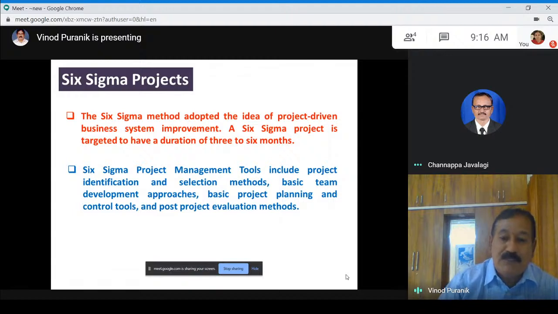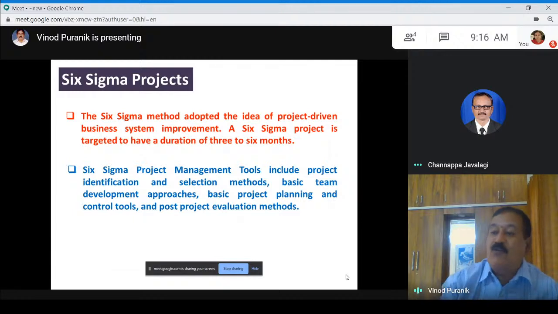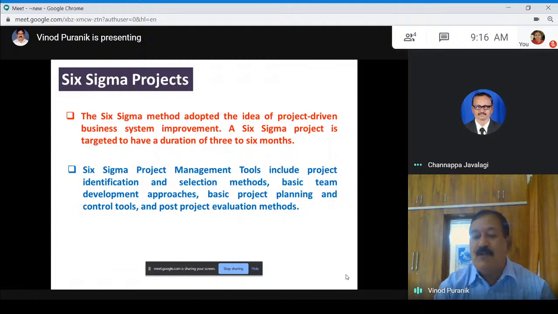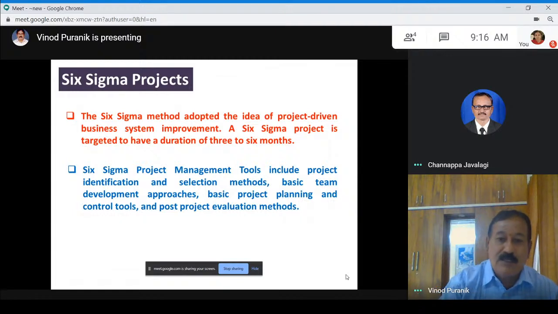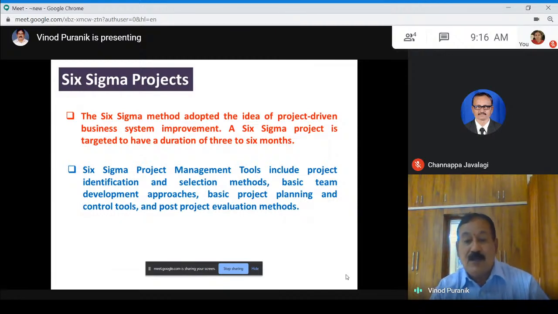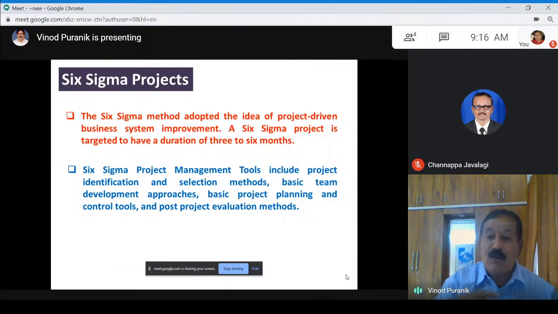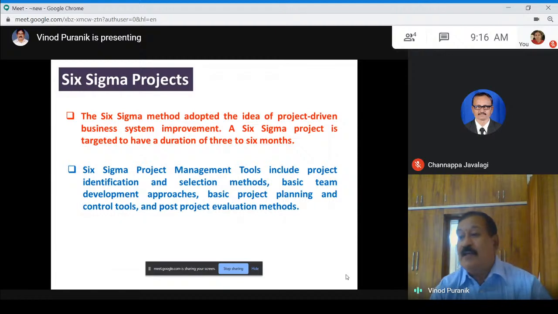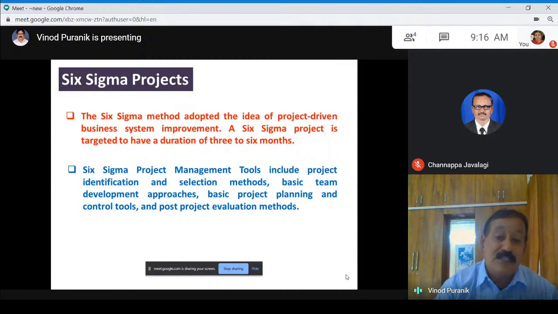So for Six Sigma projects, what are the important things? What exactly do we want to do? Of course, there are so many calculations available. So what is more important is the project management tool. How do you identify the best project? What should be the basic team? How are you going to plan? How are you going to control the cost? What are the different tools you are going to use? And what are the different evaluation methods? So these are very, very important to start with Six Sigma projects.